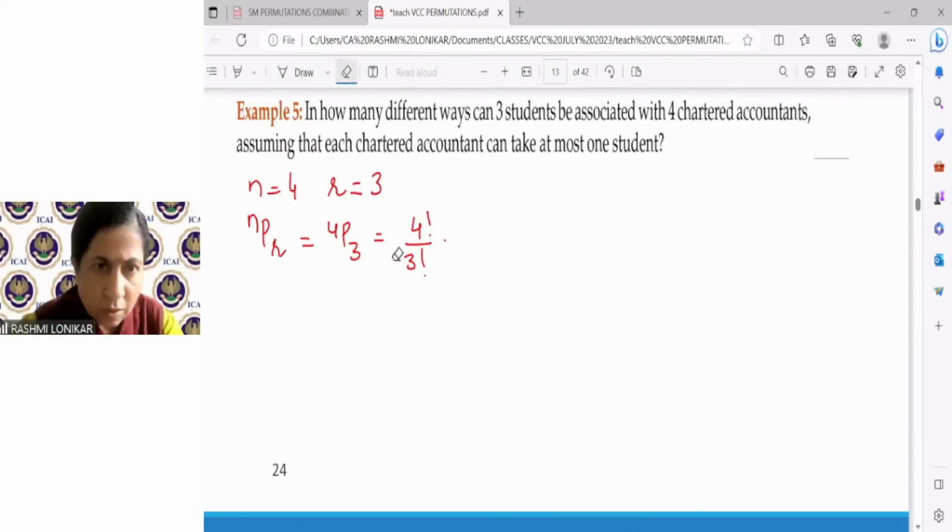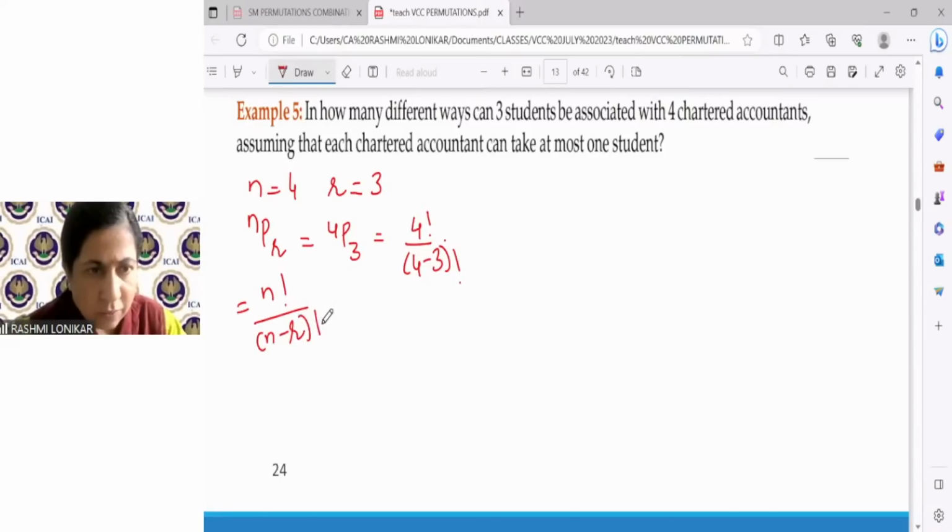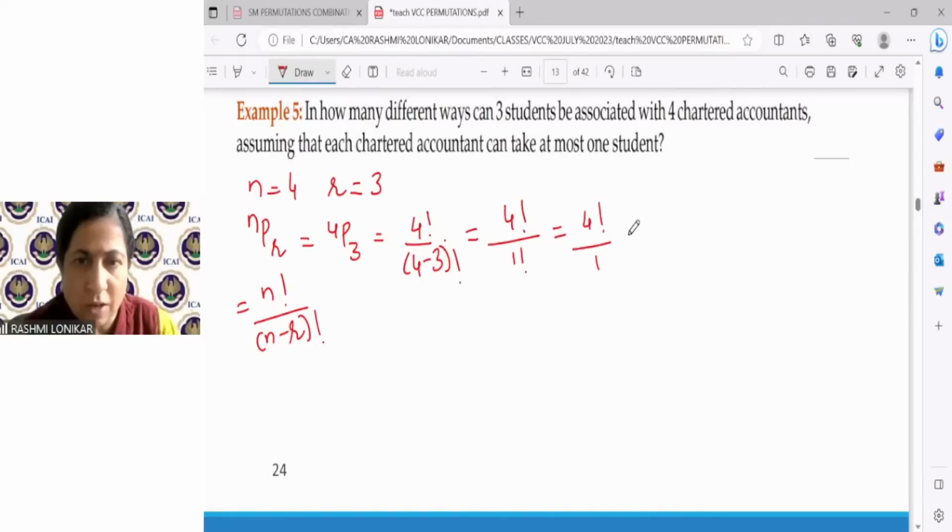4 factorial upon 4 minus 3 factorial. What is the formula? n factorial upon n minus r factorial. So 4 factorial upon 4 minus 3 factorial, which is equal to 4 factorial upon 1 factorial. What is 1 factorial? It is equal to 1. So this is equal to 4 factorial upon 1, which is equal to 4 factorial.